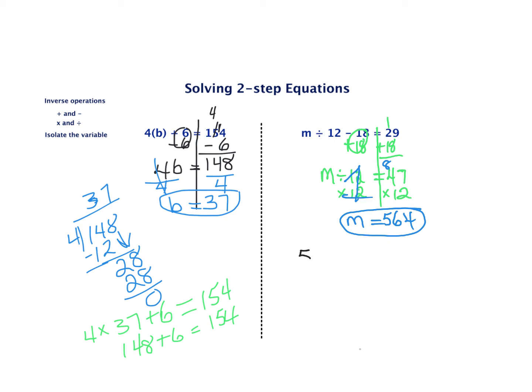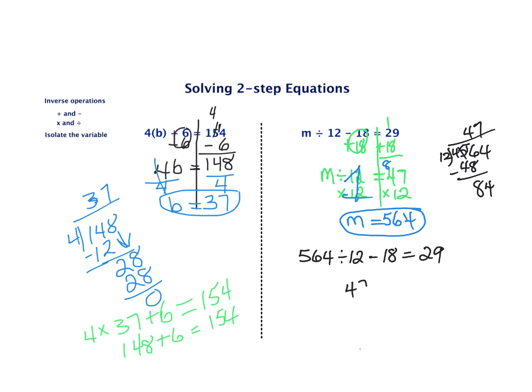So 564 divided by 12 minus 18 equals 29. Let's see if we're right. 564 divided by 12. 12 times 4 is 48. Subtract. 56 minus 48 is 8. 4 minus 4 is 0. Bring down the 4. 12 times 7 is 84. So that gives me 47.